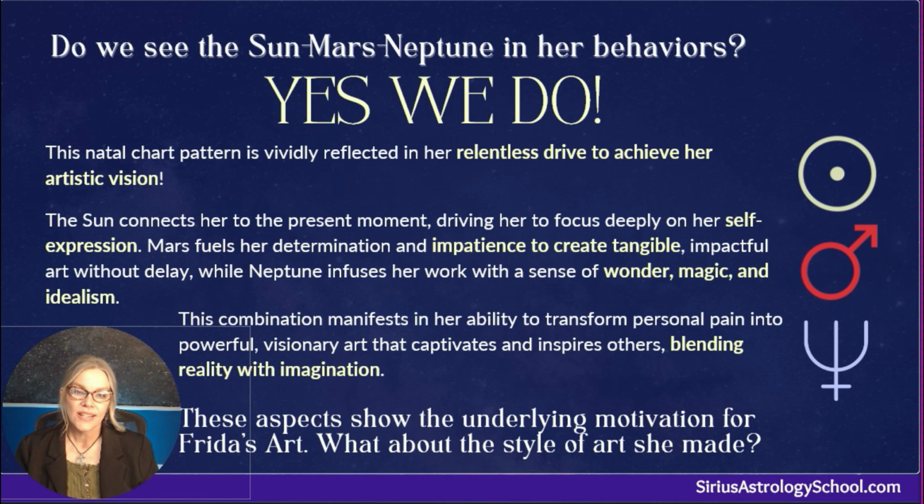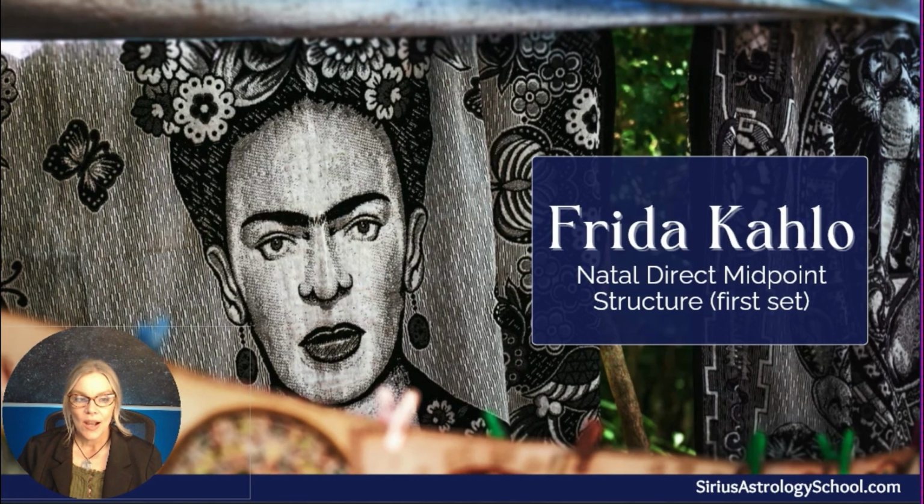So this pattern that we just talked about, I see that it shows the underlying motivation for Frida's art. But what about the style that she made? What about the style? Let's see if we can see that too. Now I'm going to talk about the direct midpoint structures, and I'm going to talk about two different sets of them. This is the first one.